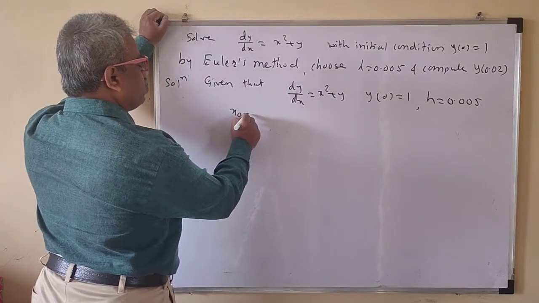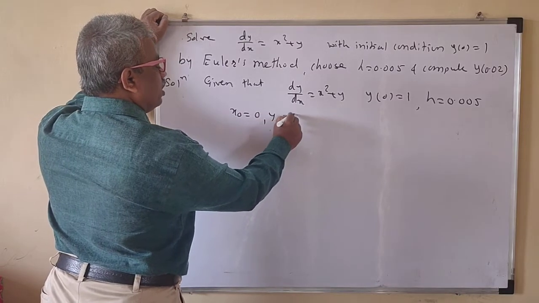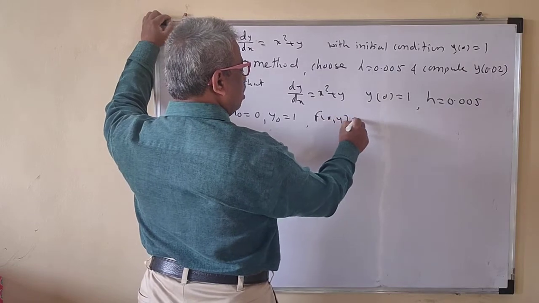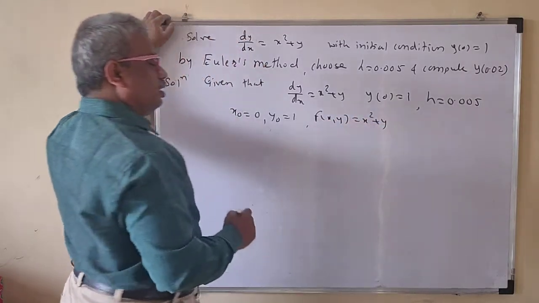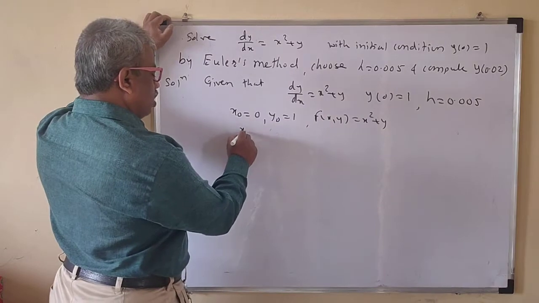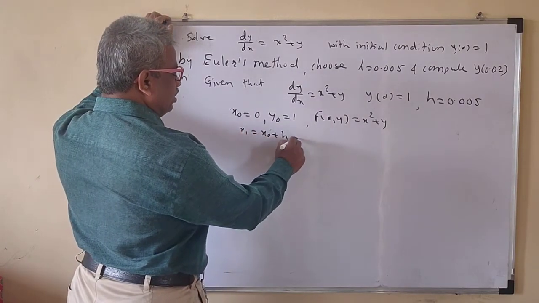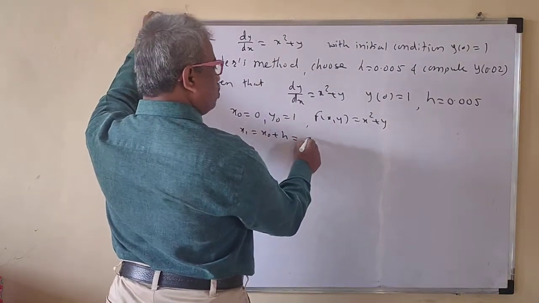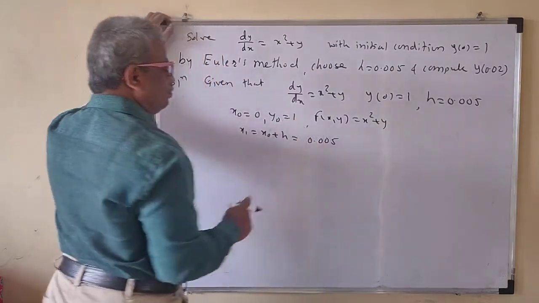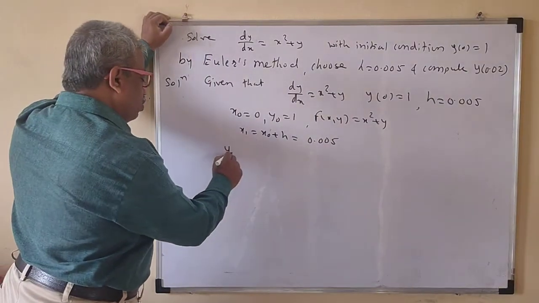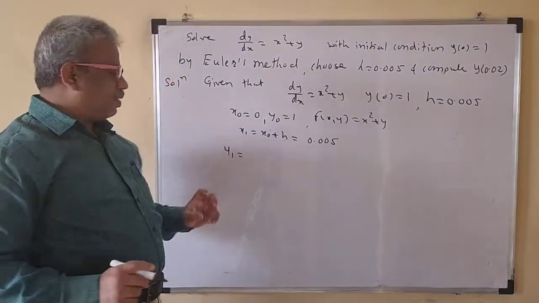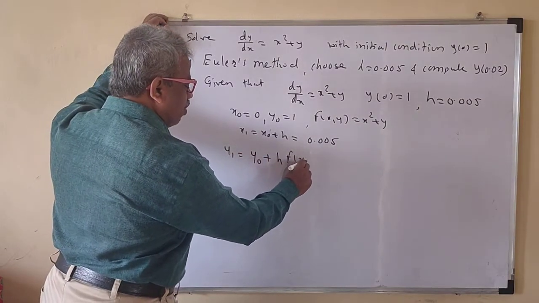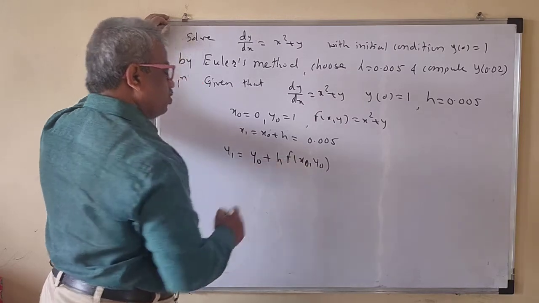Okay. So your x0 is 0. Your y0 is 1. Okay. So your f of x, y is x square plus y. Then your x1 is x0 plus h. Your x0 is 0. So this is 0.005. So y1, that means y at this one you are finding. So what is your formula? This is y0 plus h f of x0, y0.